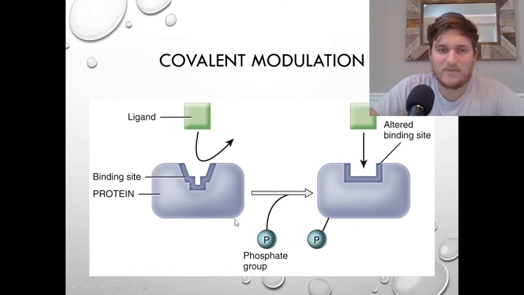So here we see a phosphate group added to the protein. This is going to take place on one or more of the amino acids. And again, when that phosphate group is added from another molecule, it's going to change that binding site, and in this case, allow for our ligand to bind to the binding site.